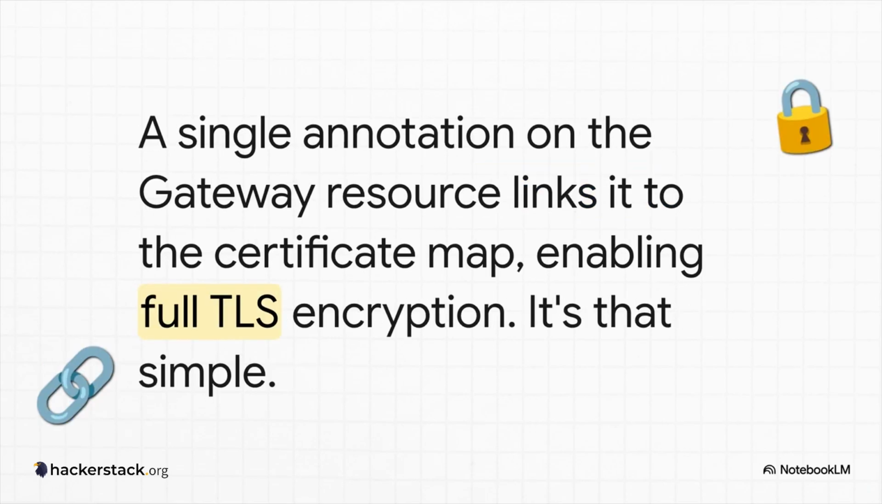We go back to our gateway YAML file and add this one single line, an annotation. This little line tells our gateway, hey, from now on, use the keychain named Test Gateway API for all your secure traffic. And that's it. We have full, auto-renewing HTTPS encryption.